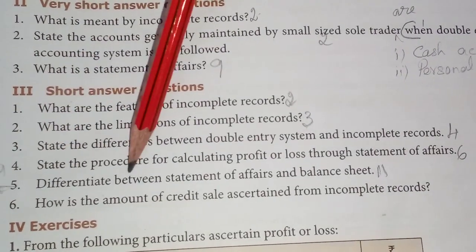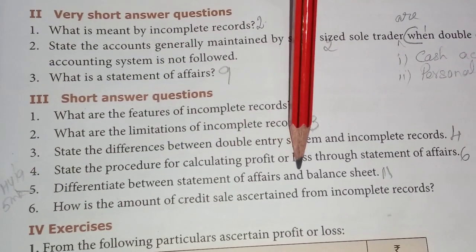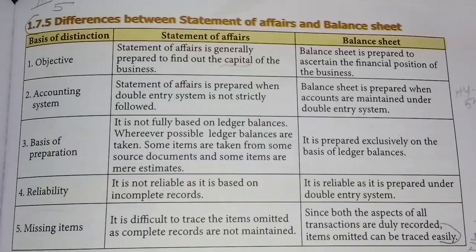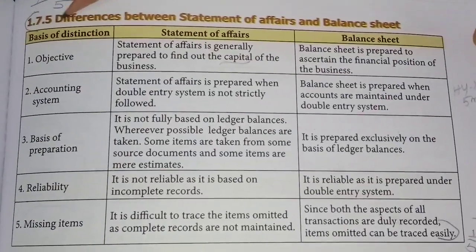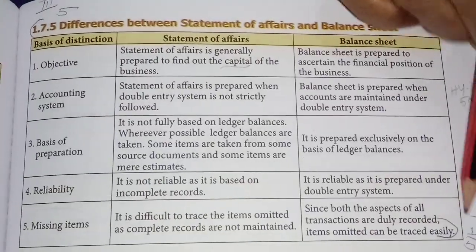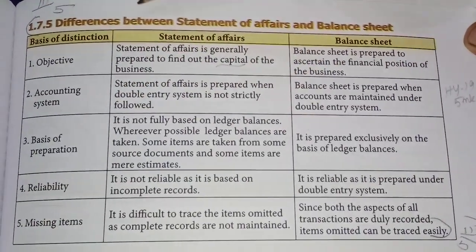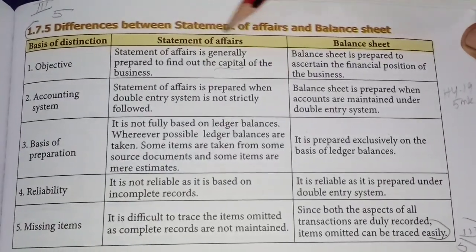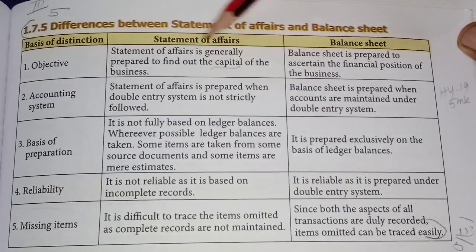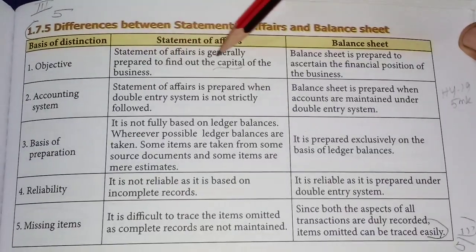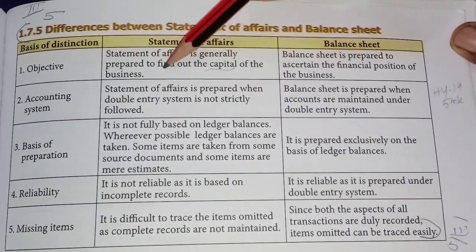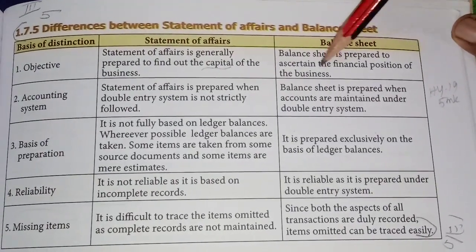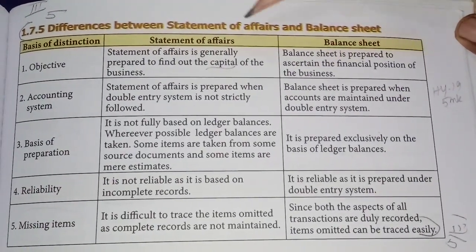5th question, differentiate between statement of affairs and balance sheet. It is on page number 11. Here you have to write all the 5 points fully. First, objective: statement of affairs is prepared to find out the capital of the business. That is the main thing. Balance sheet is prepared to ascertain the financial position of the business.